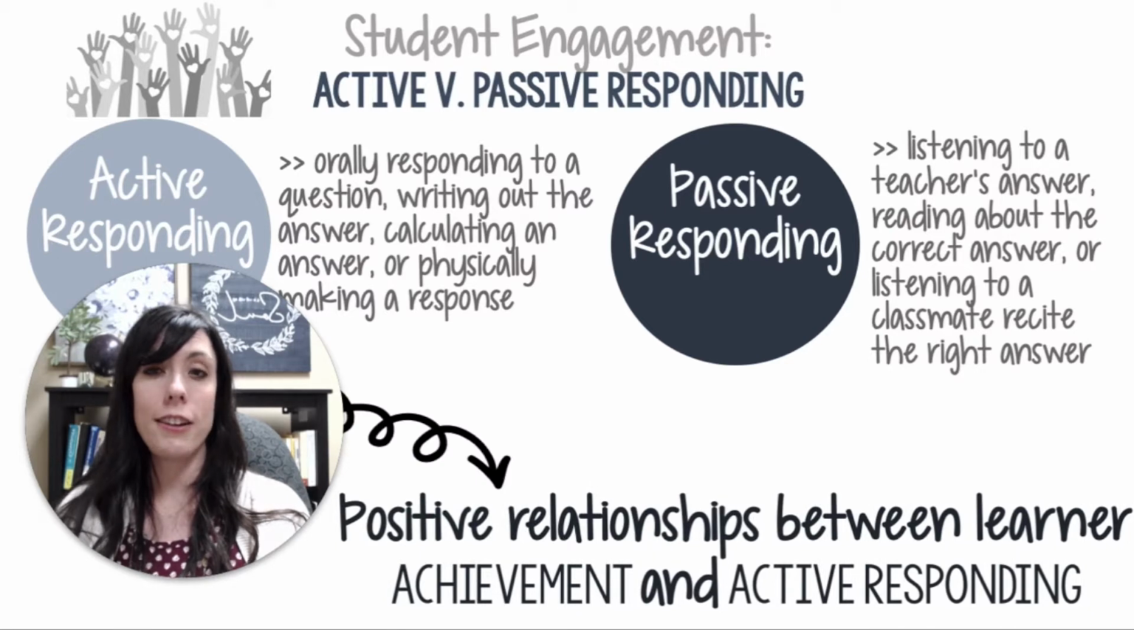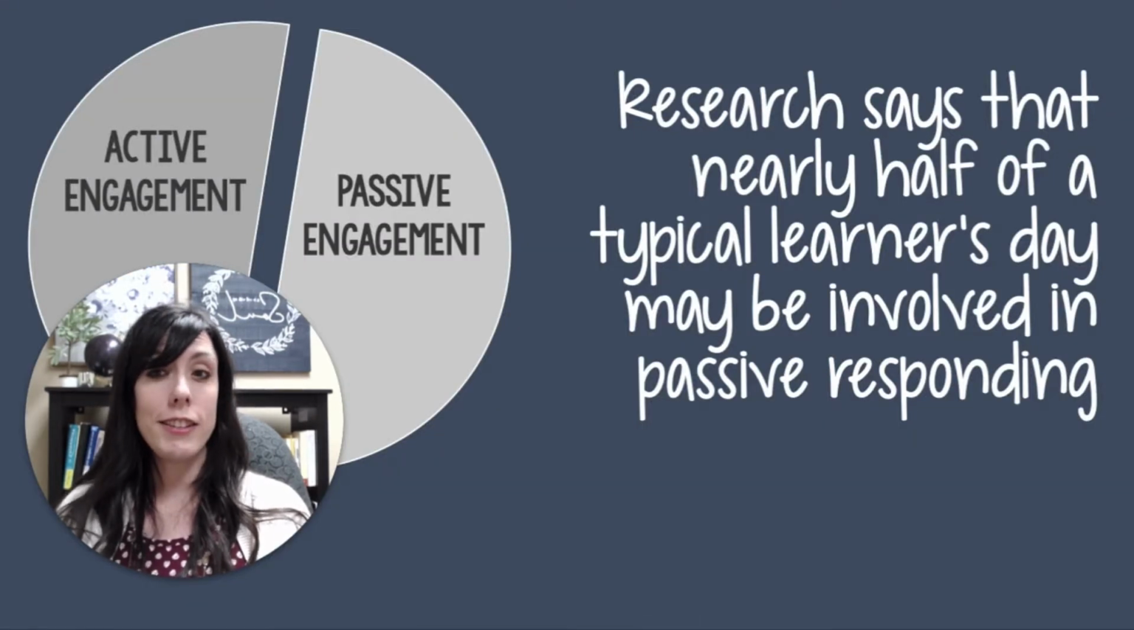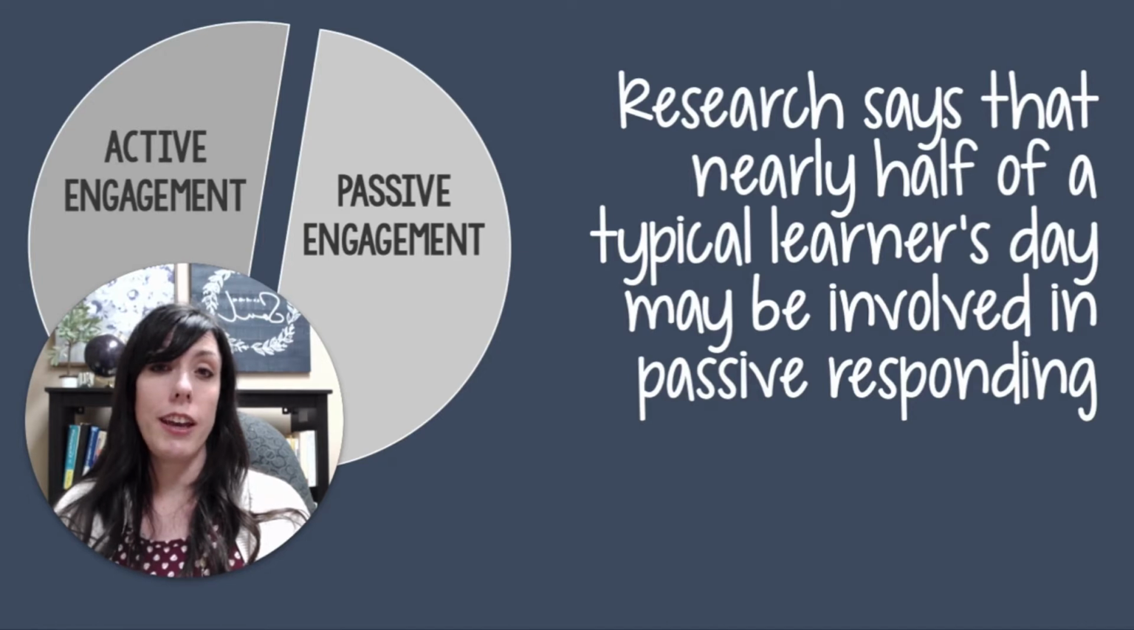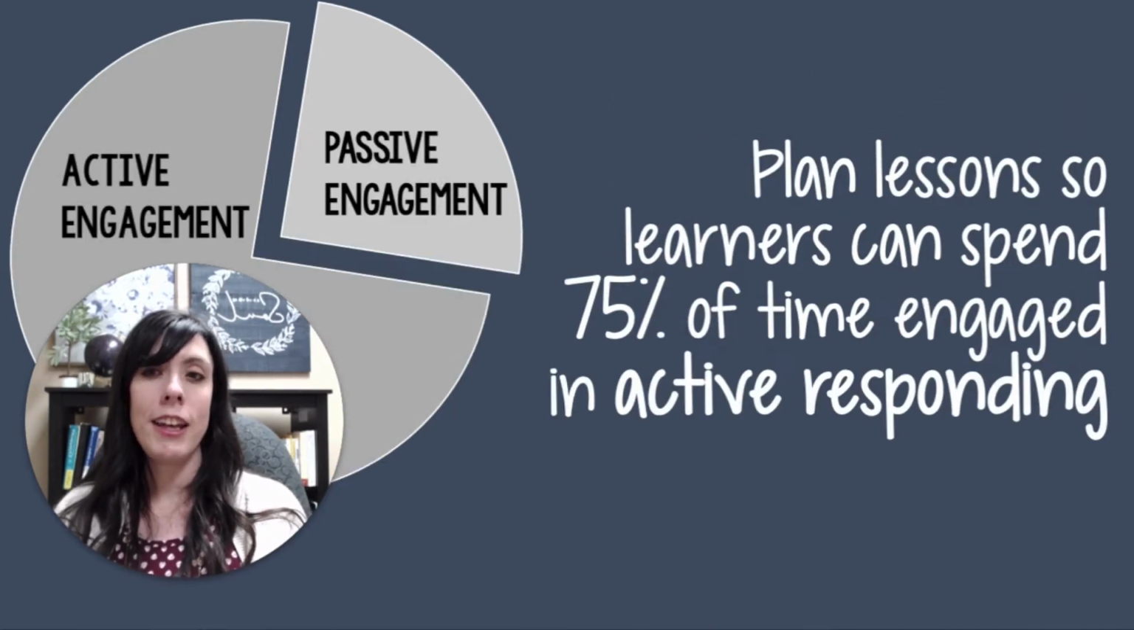It's no surprise that there are positive relationships between learner achievement and actively responding in the classroom. But research tells us that nearly half of a typical learner's day may be involved in passive responding. It could actually be more than that. If you think of maybe a quieter student in your class or one who is disengaged already, they may be spending less than half of their day actively engaged in what's going on in the classroom. So our goal should be to plan lessons so that learners can spend 75% of time engaged in active responding. That can be a challenge, right?